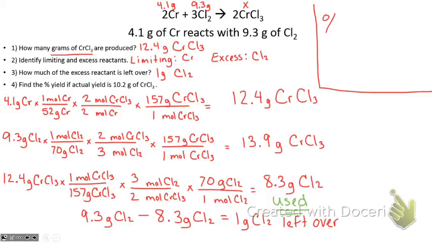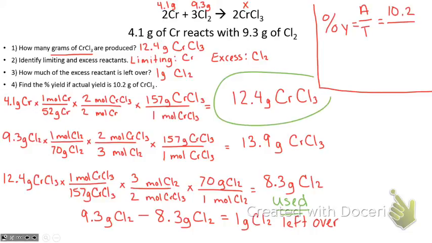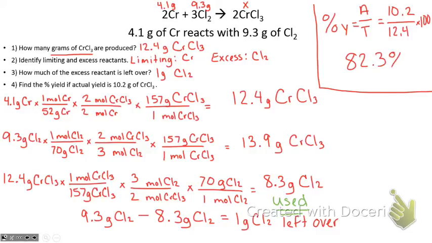So if you remember, percent yield is equal to actual over theoretical. So I'm just going to plug in some numbers here. Actual was 10.2. That was given in problem 4. Our theoretical is what we calculated to be the max amount produced. So I'm going to put 12.4 here. I'm going to divide and then, running out of space, multiply by 100. You should end up with somewhere around 82.3% for your percent yield.